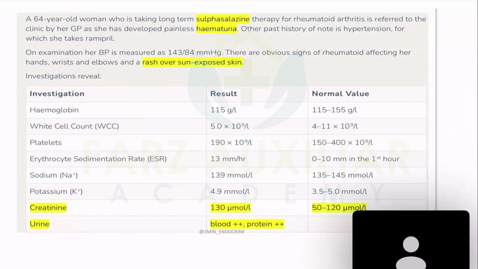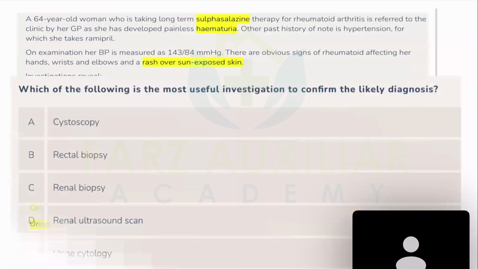So, what are the clues here? The patient is on sulfasalazine. There is a rash over sun-exposed skin. The patient has a history of rheumatoid arthritis, and RA and SLE often coexist, and SLE often comes into view later. So that is the clinical part. But for MRCP candidates, a history of sulfasalazine, rheumatoid-like features with a rash over sun-exposed skin, there is only one diagnosis, which is systemic lupus erythematosus (SLE), and that is why creatinine is high, and in the urine there is blood and protein. And once you get the diagnosis, the answer is obviously renal biopsy.